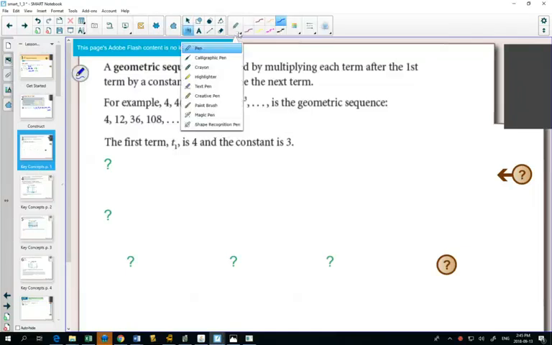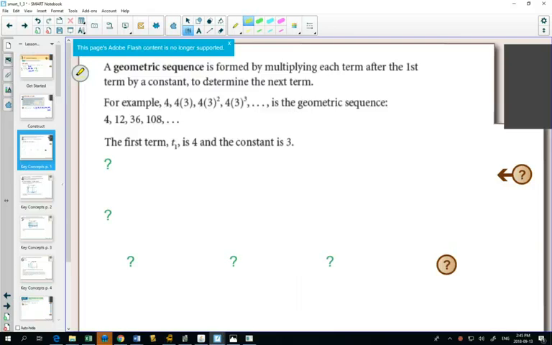If you want to take out your highlighter on the next page, we can highlight some definitions. So a geometric sequence is formed by multiplying each time. So they've got an example of a sequence right here, 4, 12, 36, 108. The first term is 4, and we're multiplying each time by 3.